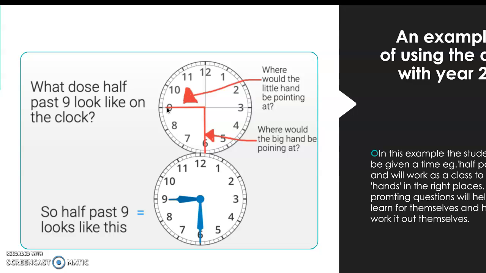Where would the big hand be pointing at? They say the 6, because that's where half past is, halfway through the clock. So then you go through and you add this. Now you have an analog clock with 9:30 on it. Now the kids have to come over here and tell the teacher where to move these clocks so it represents what's above them. So 9:30 looks like the bottom clock here.